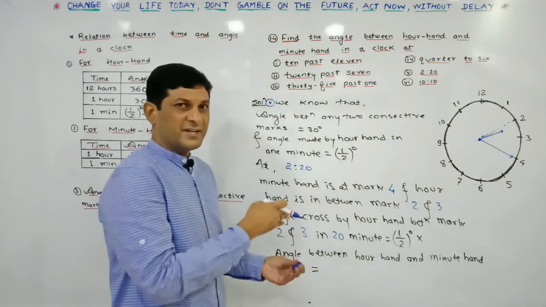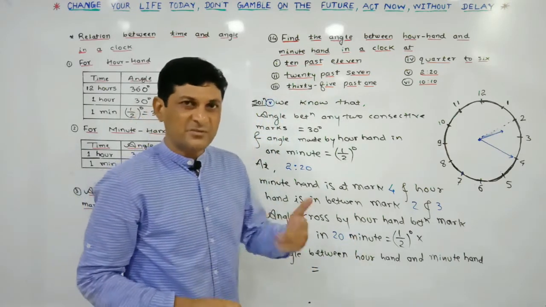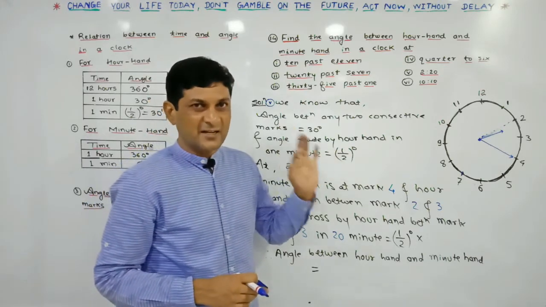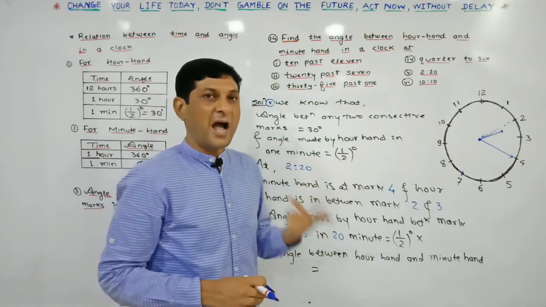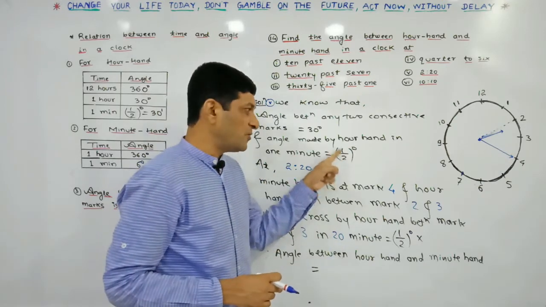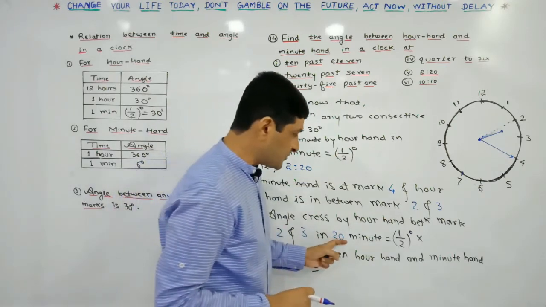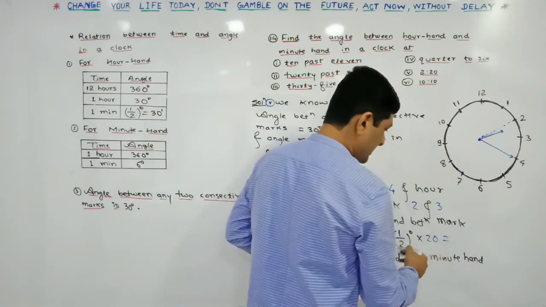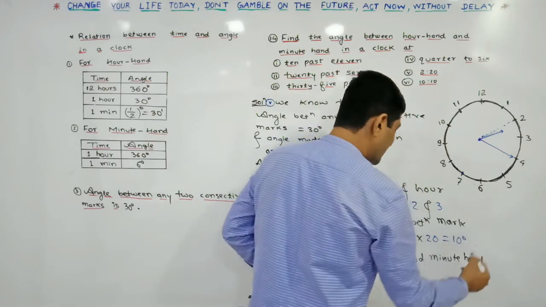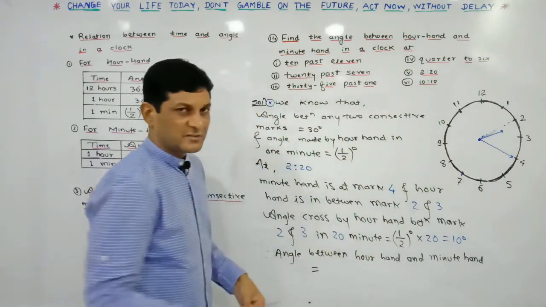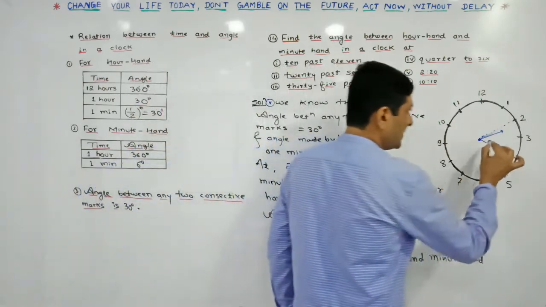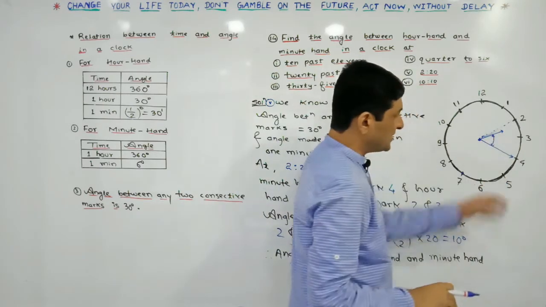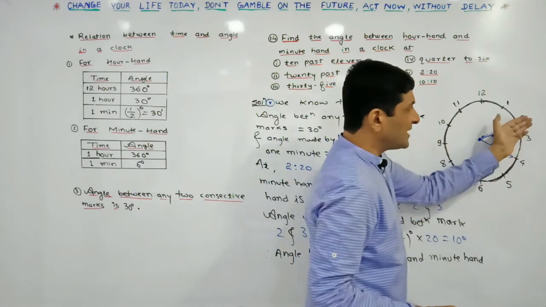In the last 2-3 examples, the method which you have used, the same method we are applying here. We are using this condition that the angle crossed by our hour hand in 1 minute is equal to half degree. So the angle crossed in 20 minutes will be equal to half degree into 20, which is 10 degrees. Using this, now we are trying to find out the angle between the hour hand and minute hand, our required angle.